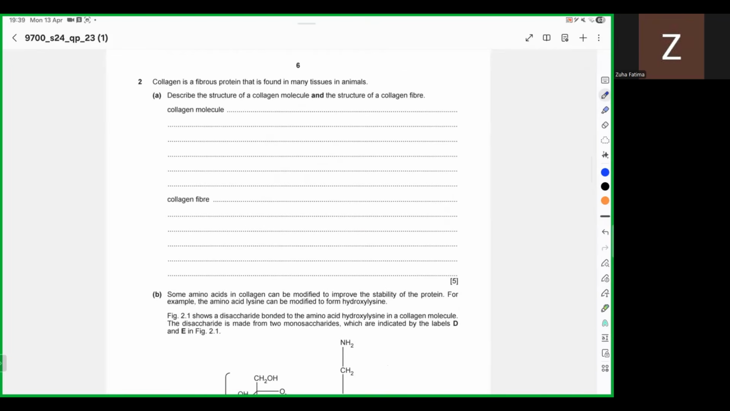Okay. Collagen is a fibrous protein that is found in many tissues in animals. Describe the structure of a collagen molecule and the structure of a collagen fiber.